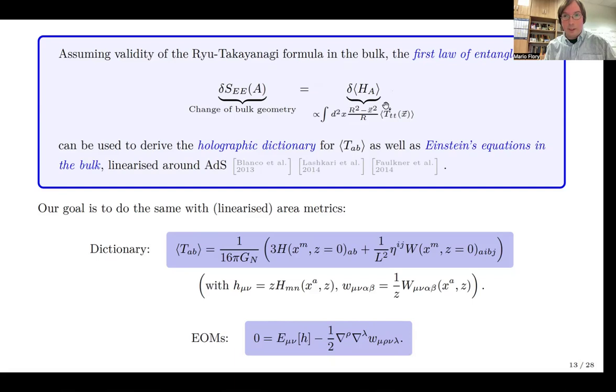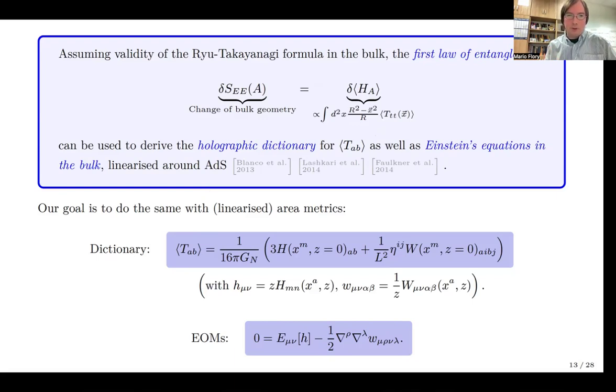And this equation is very interesting and useful because the modular Hamiltonian can be related to the expectation value of the energy momentum tensor of this dual quantum field theory, while via the Ryu-Takayanagi formula, the change of entanglement entropy is sensitive to the change of the bulk geometry. And so from this simple relation, these papers were able to derive two major statements. First of all, the holographic dictionary, meaning the exact formula that you can use to read off the value of this expectation value from the shape of the bulk geometry. And second of all, Einstein's equations, at least linearized around the background AdS spacetime.